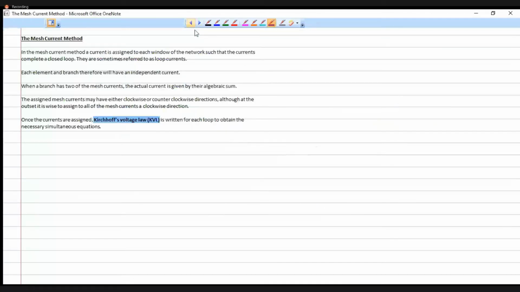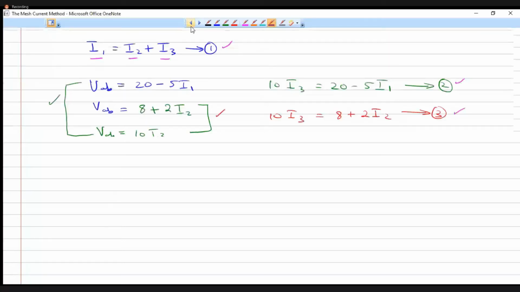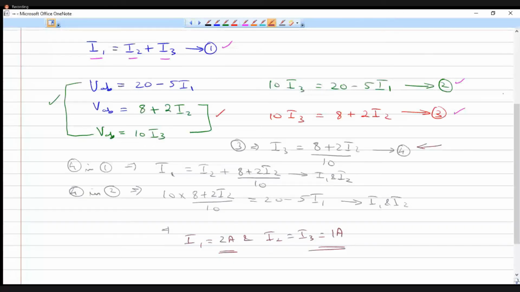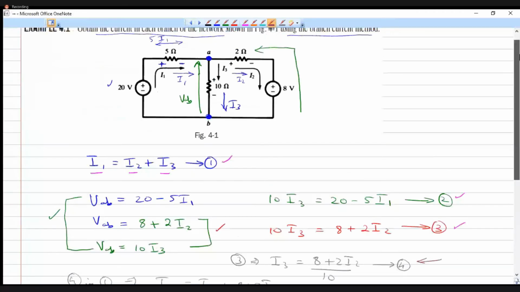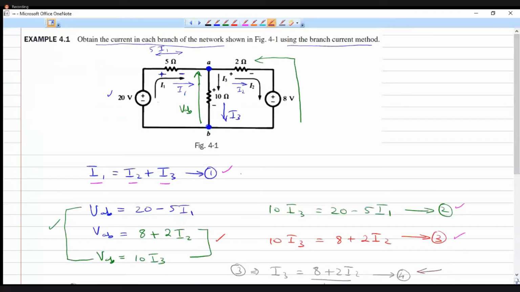Now moving on to the next method, which is called the mesh current method. This method we will be using very often. Whenever we see a mesh, we are normally inclined to use the mesh current method. If in the question you specifically see that they are asking for the branch current method only, then you go for that method.